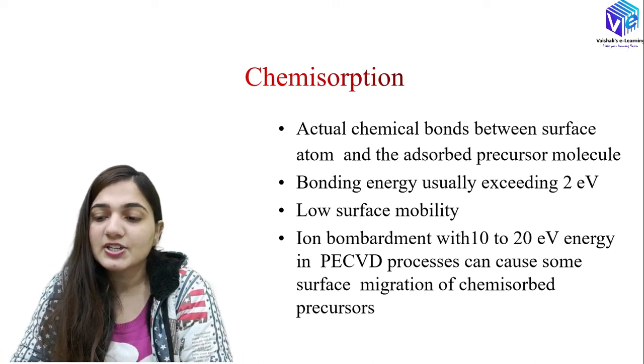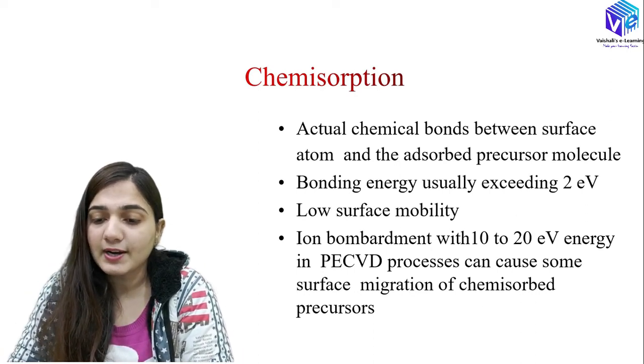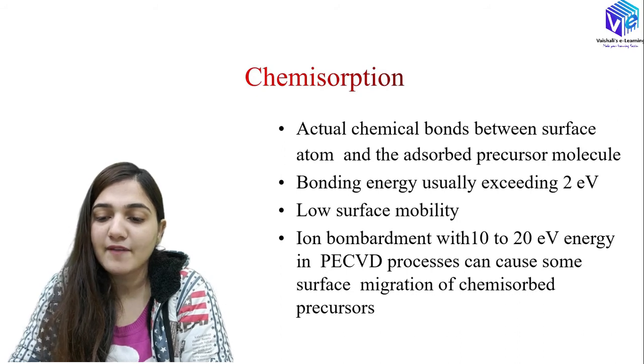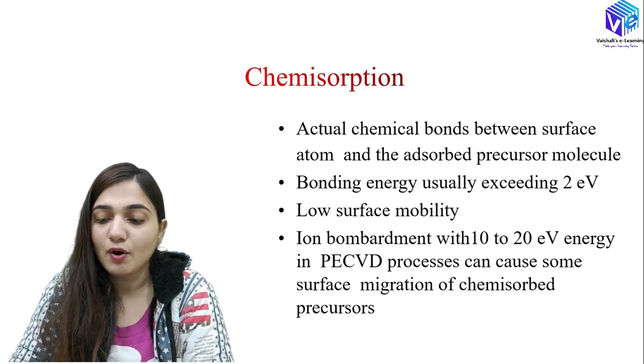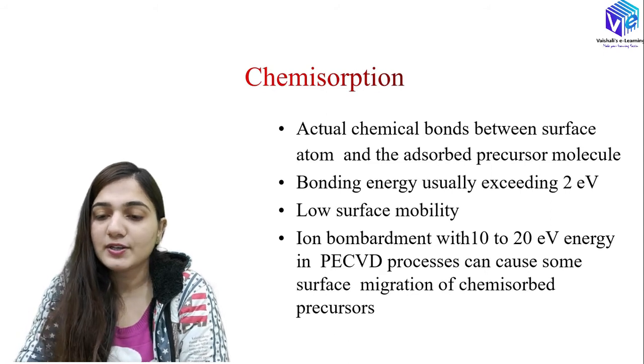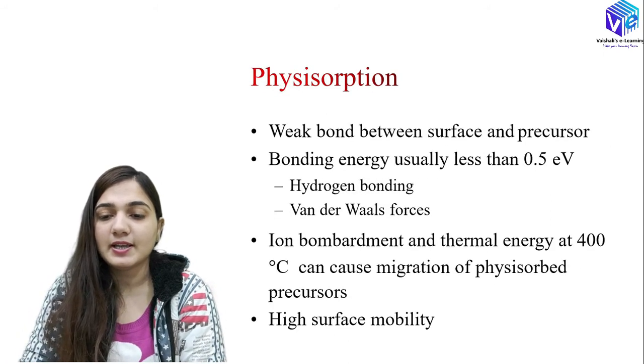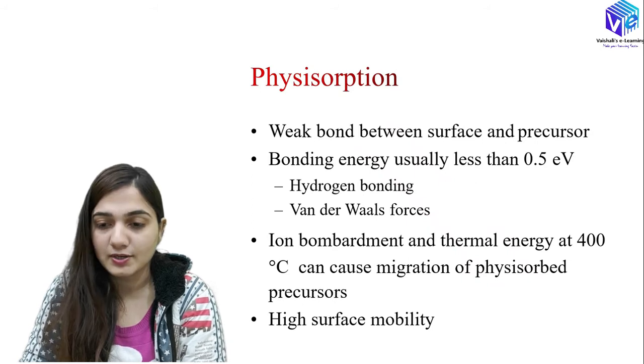The bonding energy exceeds 2 electron volts, and here we have low surface mobility. In the plasma enhanced CVD process, we have ion bombardment with 10 to 20 electron volt energy, and it can cause some surface migration of chemisorbed precursors as well. So I hope you understood chemisorption in detail. Now coming to physisorption.